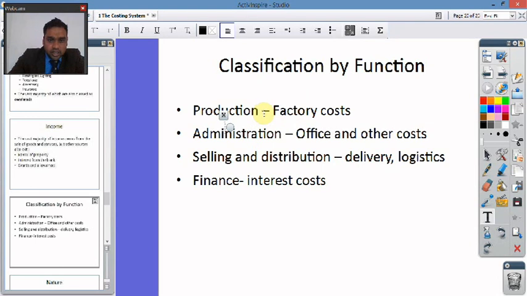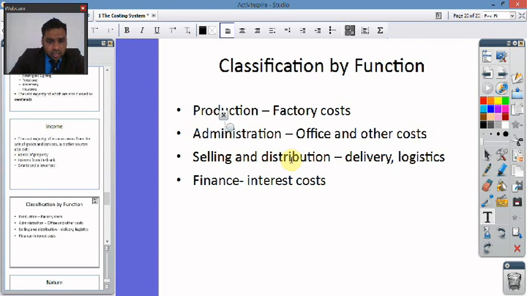So you've got production, so you've got factory costs. Factory costs could be the production line workers, the factory supervisor, anything to do with the factory heat and light, for example. Administration: office staff, anything to do with the office, like office stationery, photocopiers, anything like that is administration. Normally, there's a lot of stuff that gets lumped into administration.